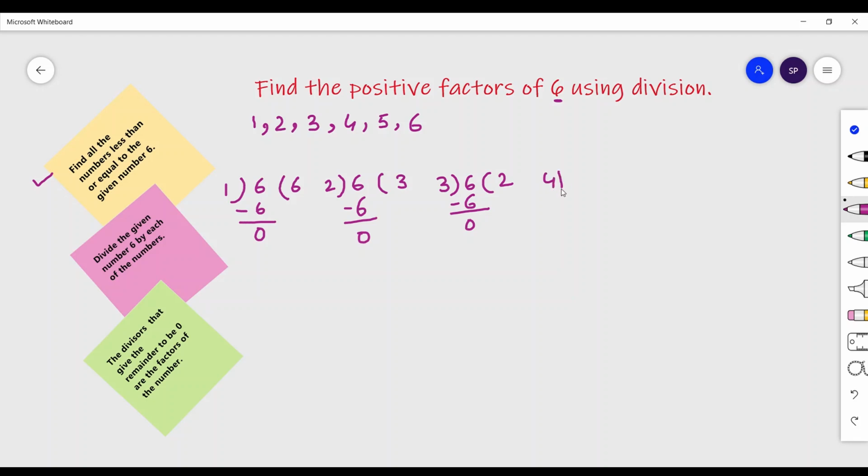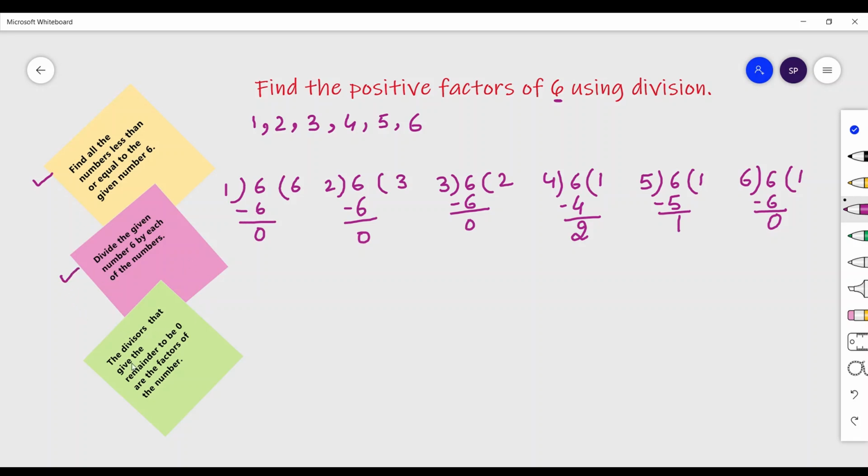Then divide by 4. 4 times 1 is 4. Then here it is not 0, the remainder is 2. Divide by 5. 5 times 1 is 5. Then minus, again remainder is 1. And lastly divide by 6. 6 times 1 is 6. Here again the remainder is 0. So we have seen when the divisor is 1, 2, 3 and 6, the remainders are 0.